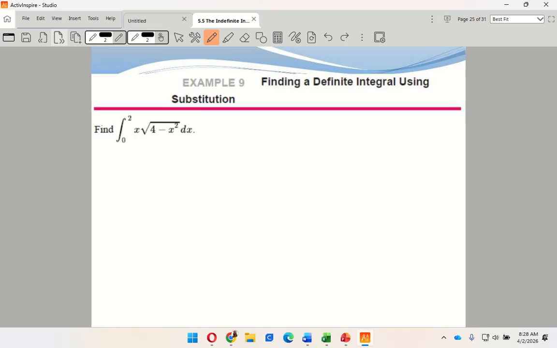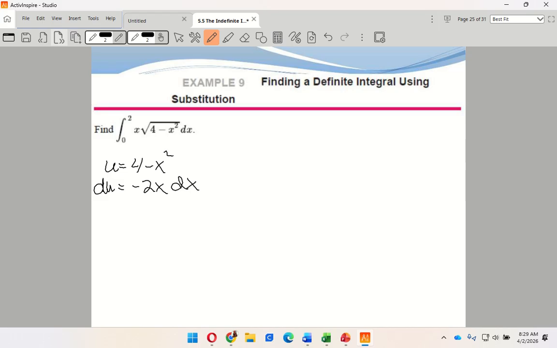Didn't we already do this one? Yeah, we did, right? Okay. So what did we say u was? Okay. So u was 4 minus x squared. And so du is negative 2x dx.